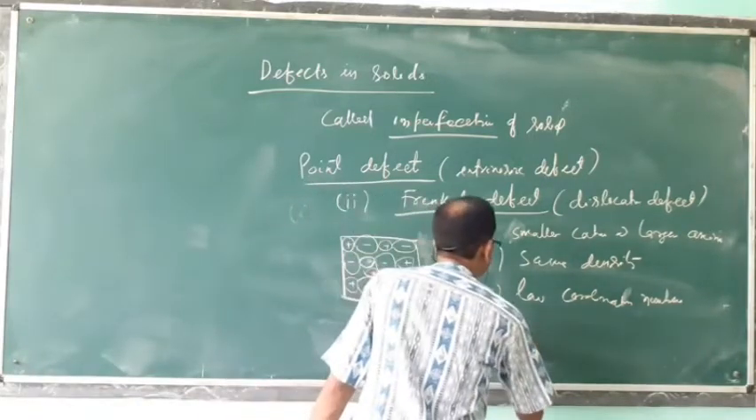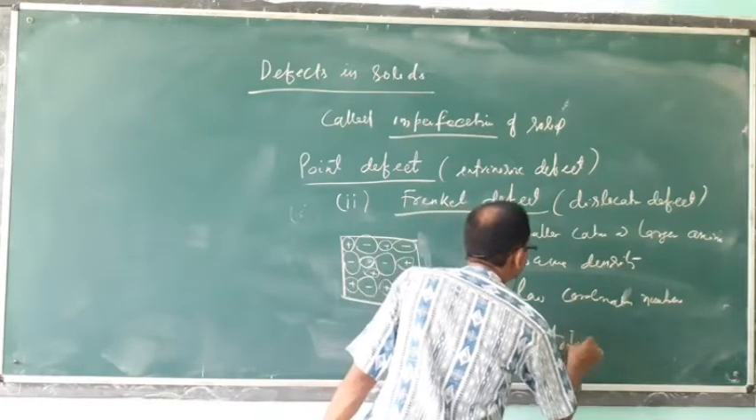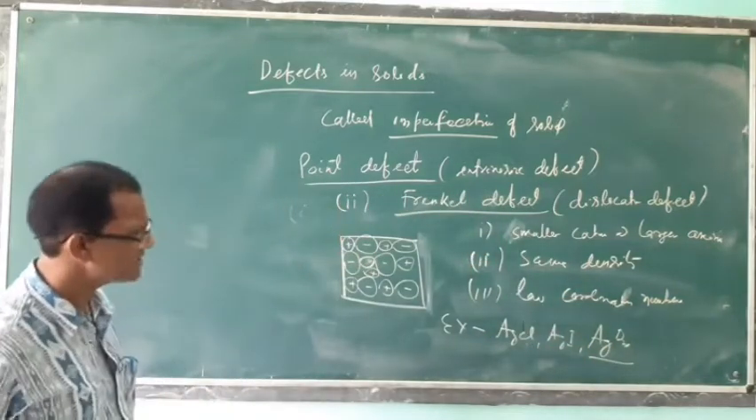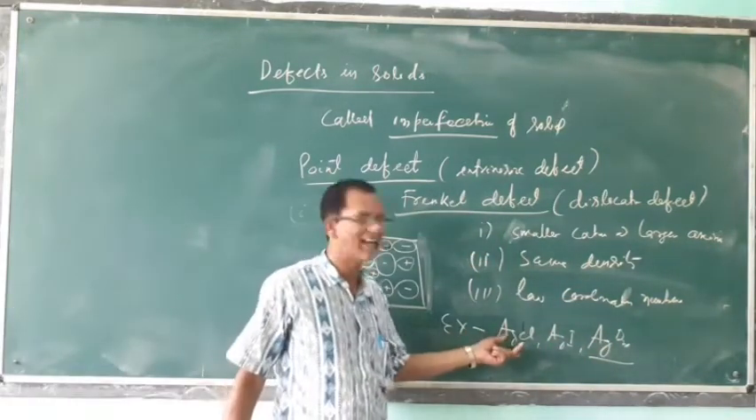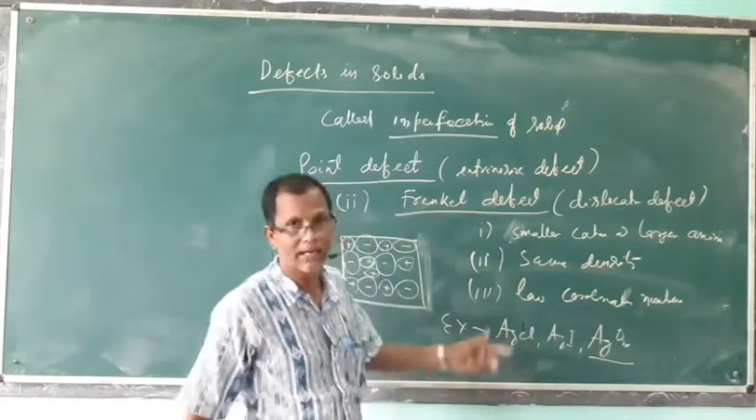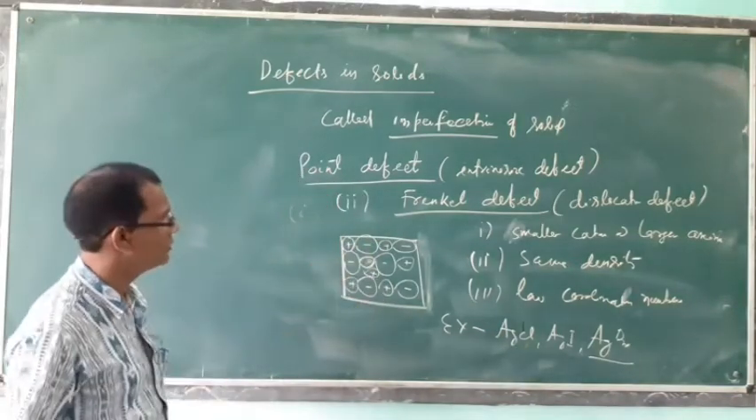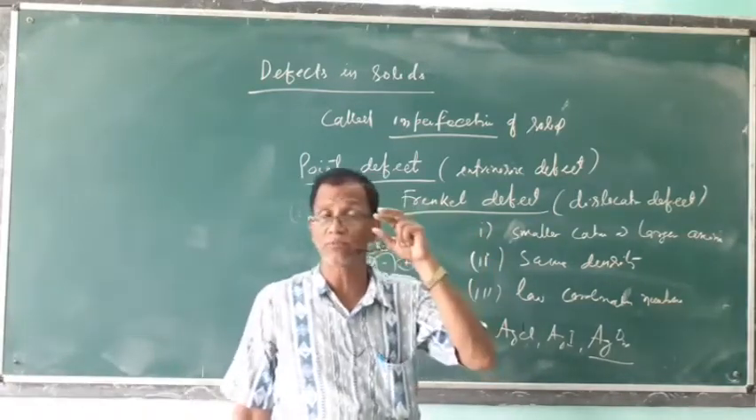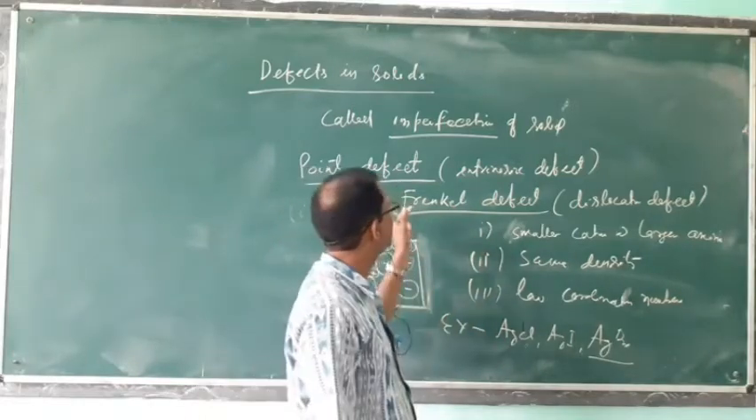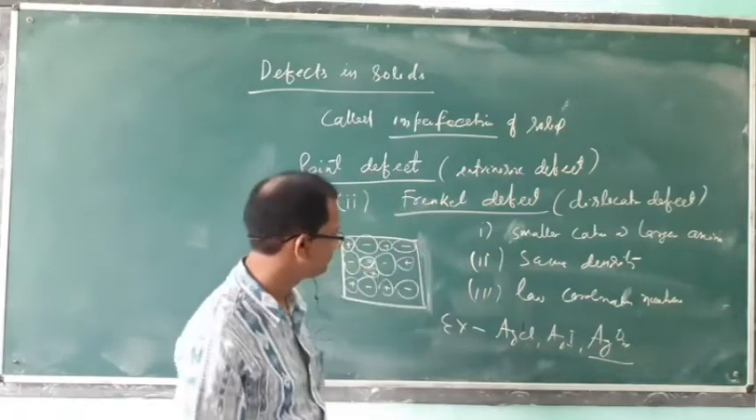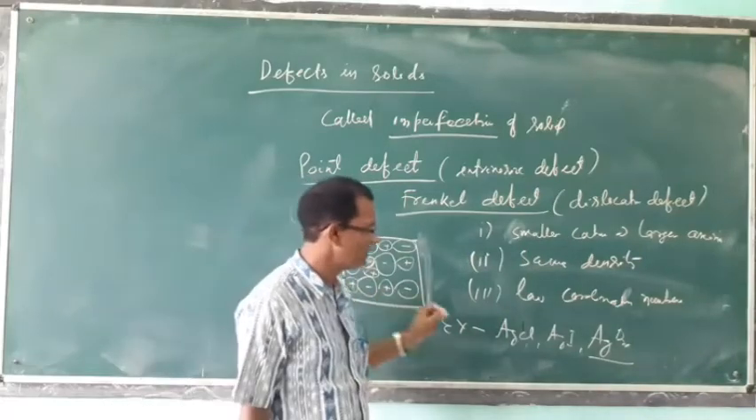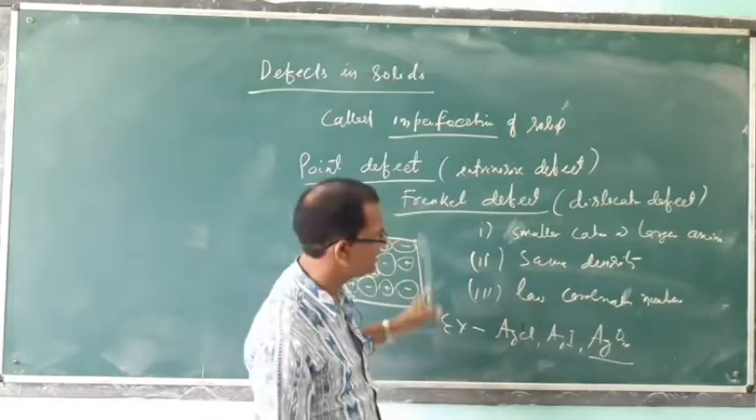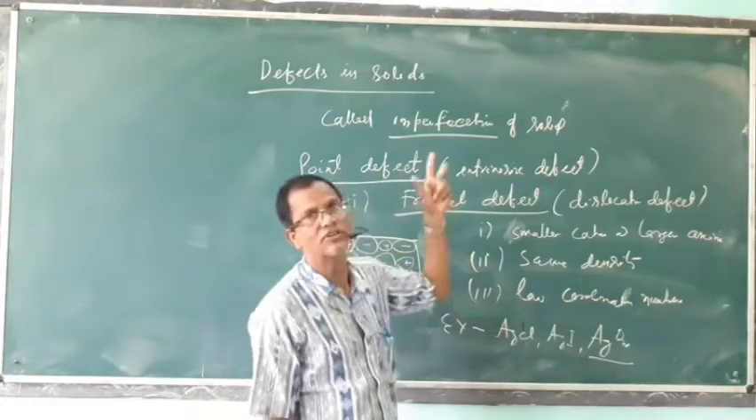Your AgCl, AgI, AgBr. Transition metal halides show Frenkel defect, but alkali metal halides, sodium chloride, potassium chloride, show Schottky defects. But one question generally: why is AgBr showing both defects, Frenkel defect and Schottky defect?